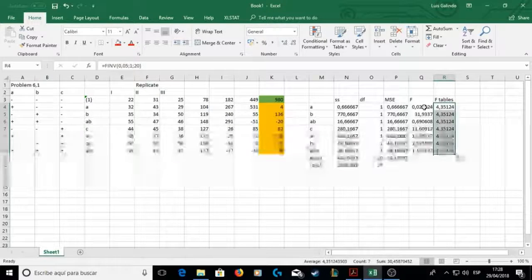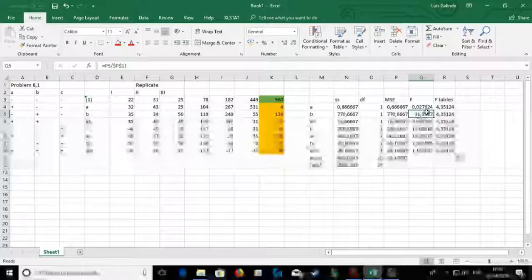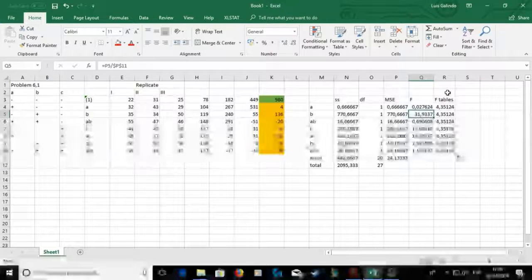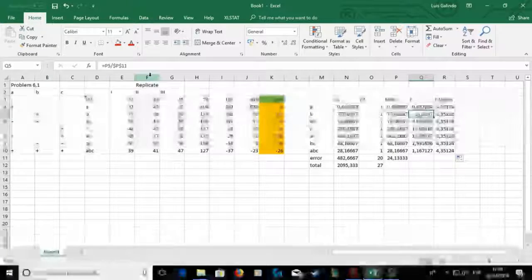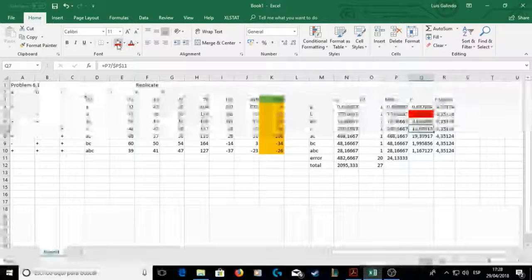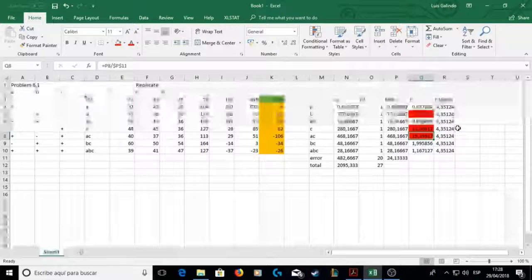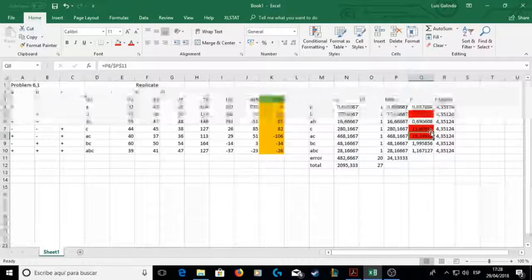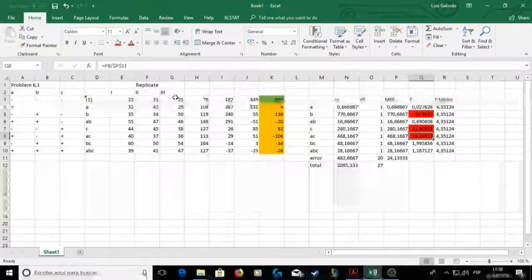Good. Now I am going to color in red the ones that are bigger than the F tables, and that means that B, C, and AC are relevant factors for our experiment. All other factors do not interest us or, well, have a small impact on our experiment.